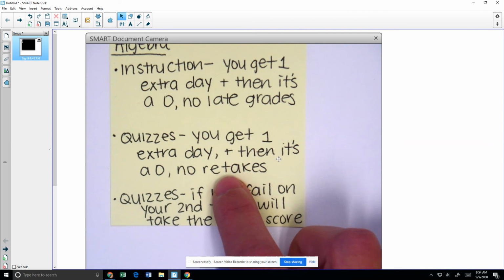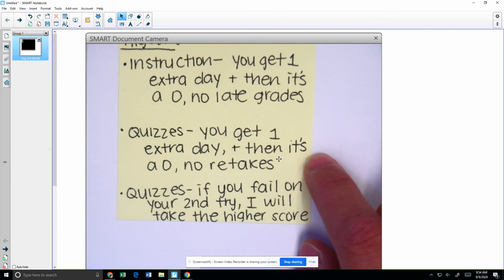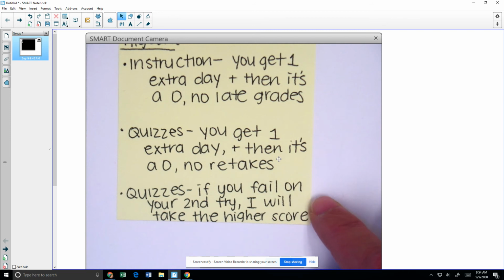Okay. So as in like, let's say you got the 0 because you didn't get it done on time, then that's going to be averaged into your major grade as a 0. You're not going to be able to take it late. That's what I'm saying. You still get 2 chances. Okay. But now you only get 2 chances. So the last thing is, if you fail on your second try, I will take the higher score out of the 2 failed tries, but that's going to be your grade.